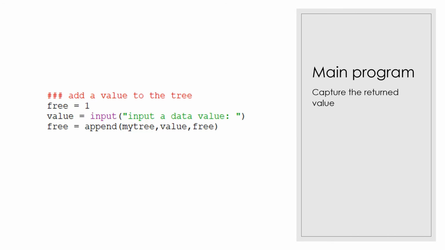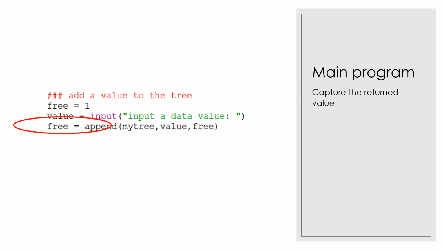So in the main program, we set the free pointer to 1, and then we used the append procedure to add a new value, and we returned the revised free pointer 3 plus 1 to the main program, so we have to capture the returned value. So we've now got a main program that adds 1 additional value to the tree using the append procedure.